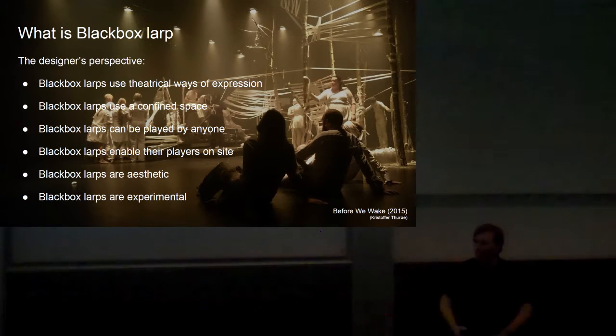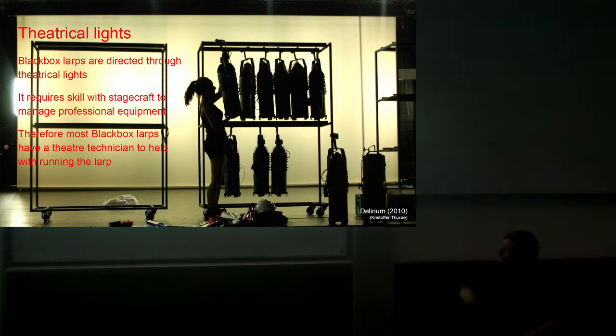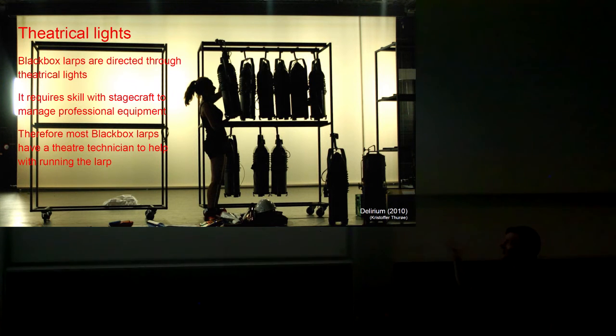So generally we try to provoke people to try something new. Each of those we'll go into detail now. So theatrical lights: Blackbox Larps use those to direct what is going on, or sometimes just to illuminate the room, and then some action happens there. But it happens inside a theater room, so you use those lights, as you can see in the picture there. It requires some skill in stagecraft to be able to handle those lights and other theater equipment.